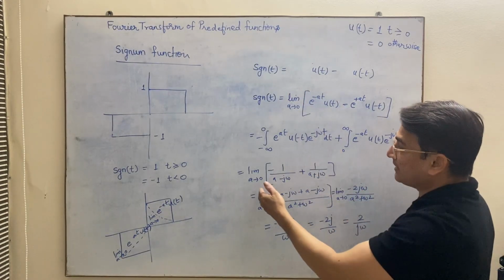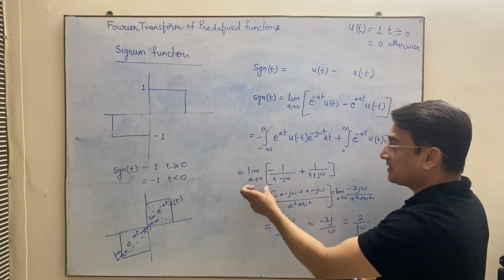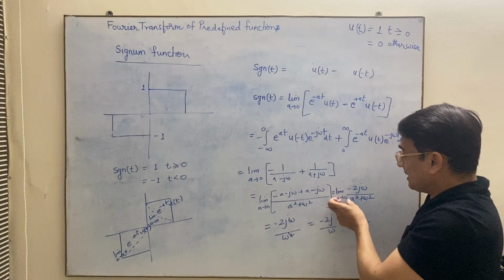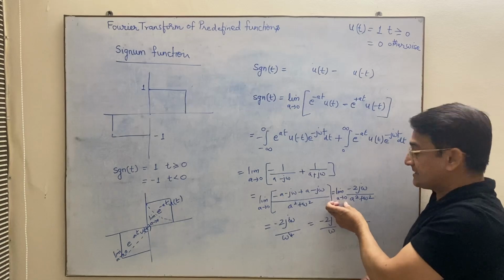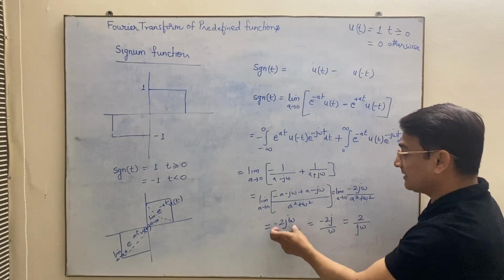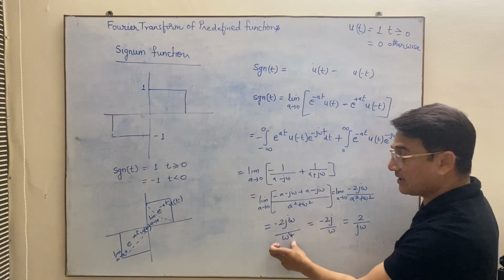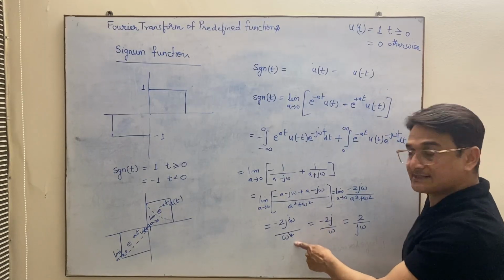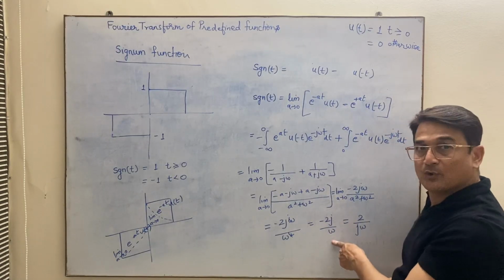Till now we are keeping the limit a tends to 0. Now we will put the value a equals 0. So this a square will become 0 and the remaining thing is minus 2j omega upon omega square. One omega will get cancelled, so we will get minus 2j upon omega.